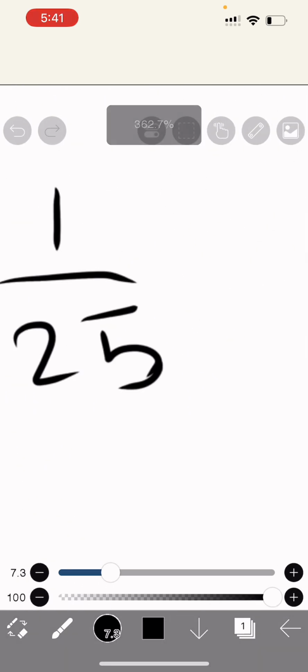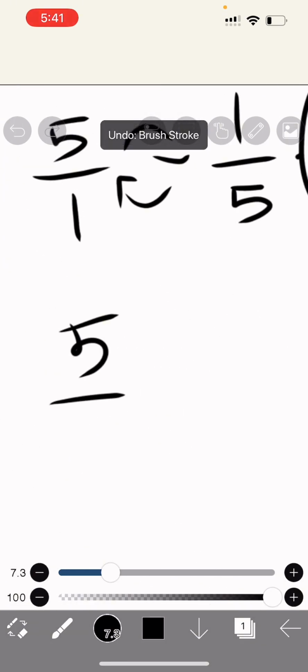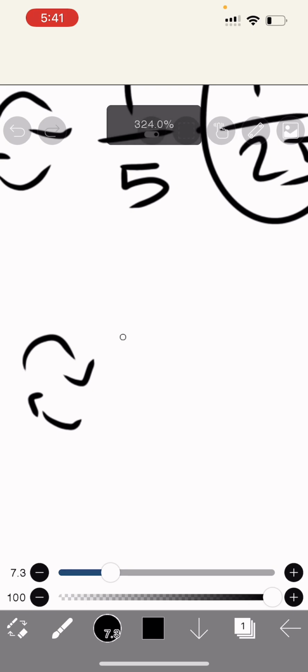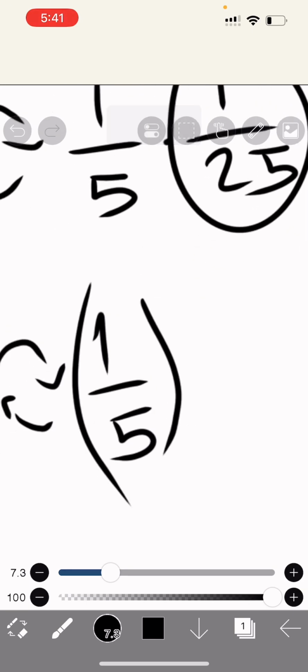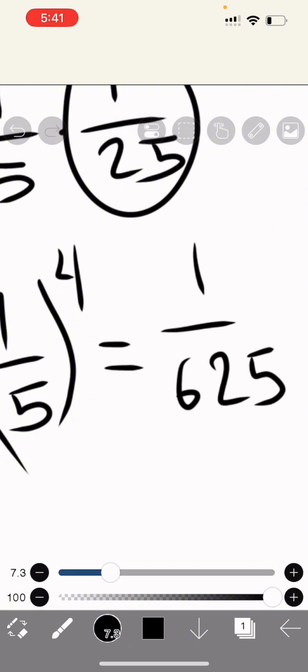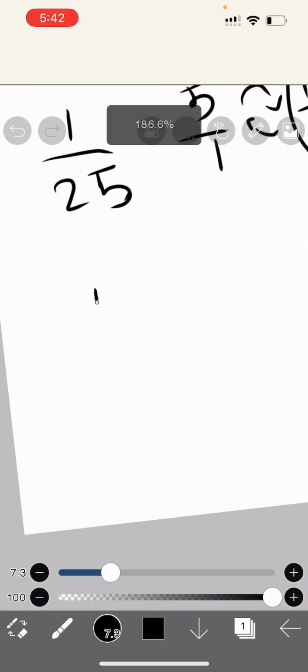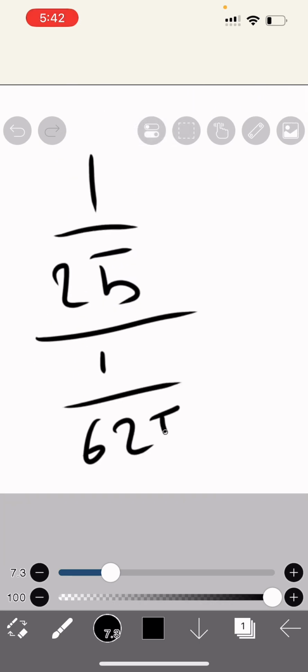I'm so sorry. Now we're going to do the exact same thing over here. 5 over 1, flip it, and then we're going to get 1 over 5. I'm not going to visualize that out, but to the 4th power, that gives us 1 over 625. So we have 1 over 25 divided by 1 over 625.